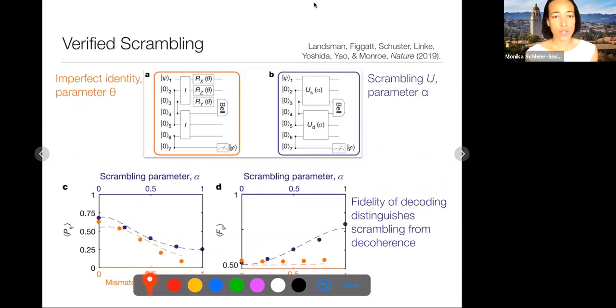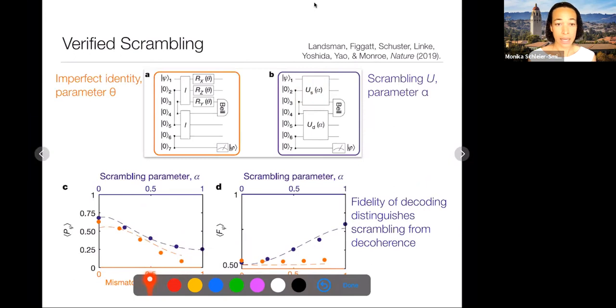And so they do a comparison of what happens if they have a scrambling operation, that's illustrated here in blue. There's some unitary involving these 3 qubits. And the degree to which it scrambles is parameterized by something they call alpha. 0 would mean not scrambling, 1 would mean scrambling. I won't go into the details of what's in this circuit, but you can imagine there's a way of tuning how random this is.